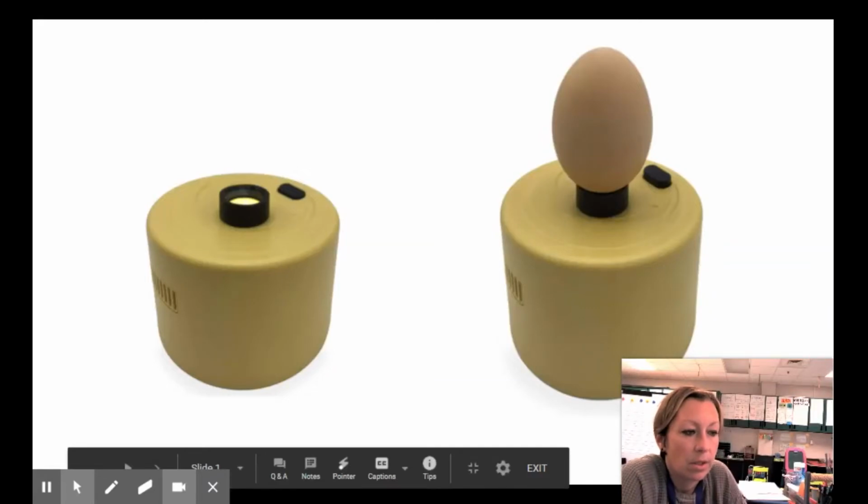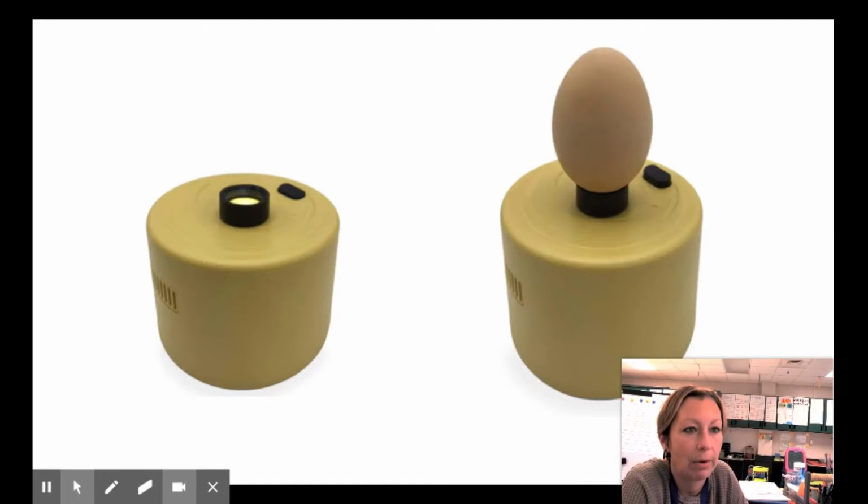All right, guys. So today we are going to talk about candling eggs. It is looking inside of an egg that is in the incubator and making sure that it's developing the way it's supposed to be.